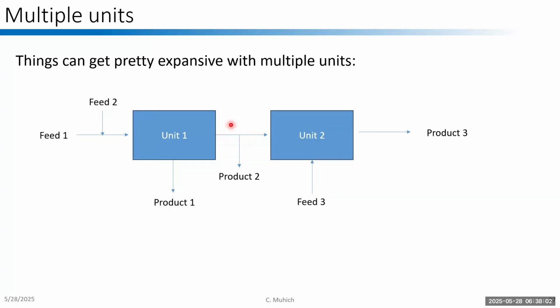That secondary stream can have, say, a splitter, which splits the stream into two. I could then have a second product stream exiting the system. And then whatever's left would go into unit two. That unit two could have a feed that's going into it to then produce product three. Right?